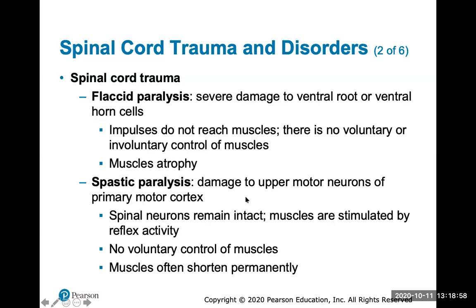Spastic paralysis is damage to upper motor neurons of the primary motor cortex, so the spinal neurons remain intact. So muscles could still be stimulated by reflex activity because your reflex activity doesn't involve the higher motor neurons in the brain, but there's no voluntary control of muscles. So there's no control from your brain telling the muscles when to move. Muscles will often shorten permanently.